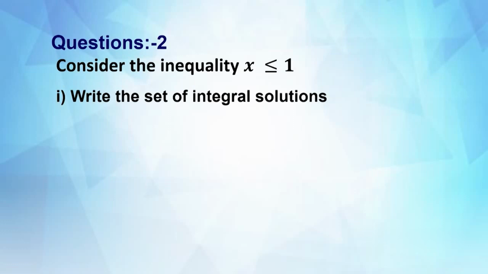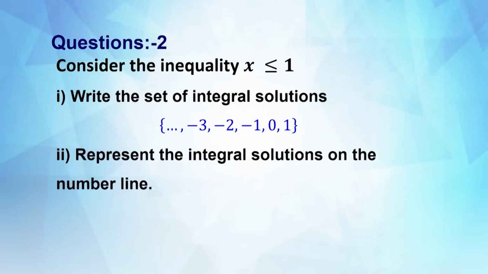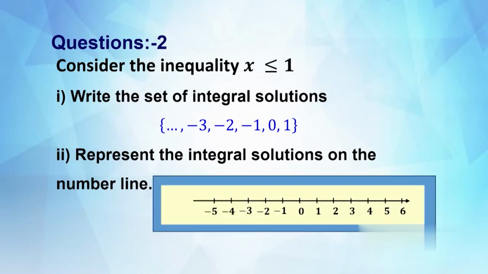Here x is equal to 1. Then you have to write first equal 1. And x is less than 1: 0, minus 1, minus 2, minus 3, and you can put 3 dots in front of these numbers. Then the second question asks to represent the integral solution on the number line.